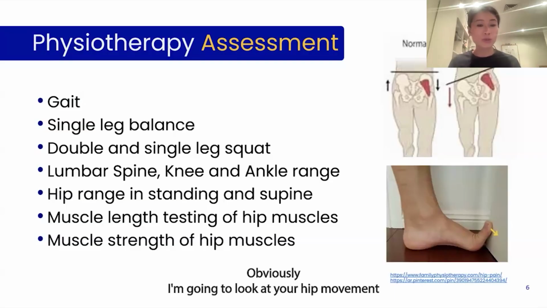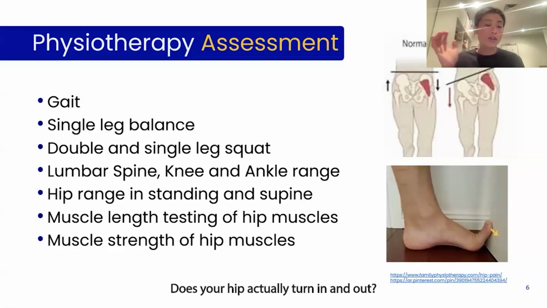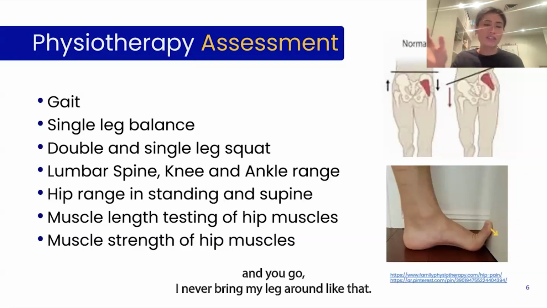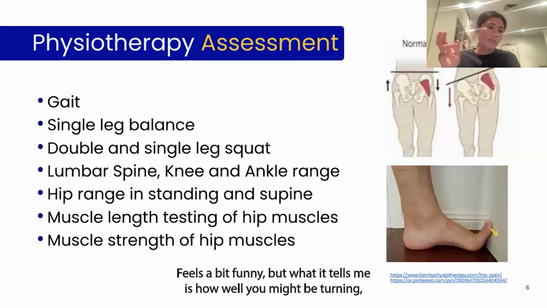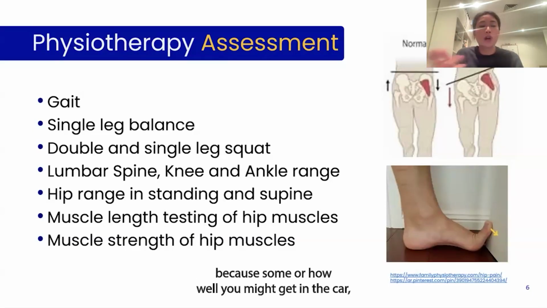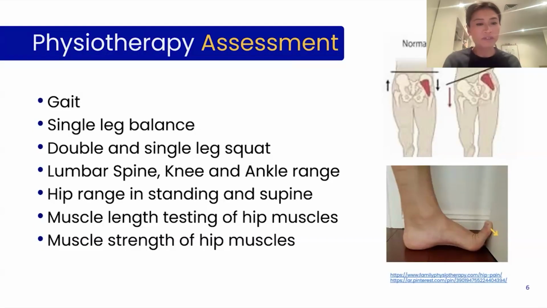Obviously, I'm going to look at your hip movement in standing and in supine, which means lying on your back. So it might be how well you bring your knee to your hip. Does your hip actually turn in and out? And of course, when your physio checks you on the bed and you go, I never bring my leg around like that, it feels a bit funny. But what it tells me is how well you might be turning when you stand in the kitchen, or how well you might get in and out of the car. So things like that form a nice piece of the picture for me.